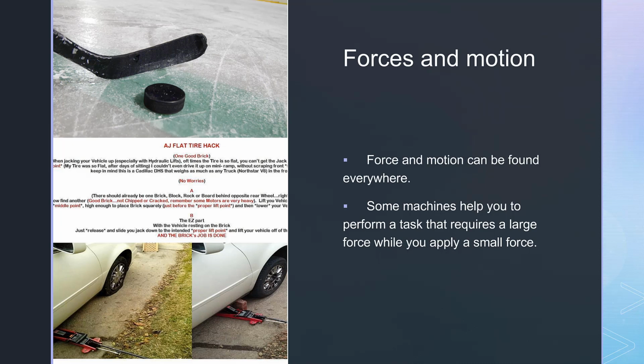Another one is the jack that we use for the car, which is a type of lever, and it actually has a pump inside with some liquid, usually oil, that helps lift up a car, and it's giving you that mechanical advantage. The input is not very hard, but you're able to lift a car by using the jack. Some machines help you perform a task that requires a large force while you're only applying a small force, and that is perfectly exemplified in the car jack.